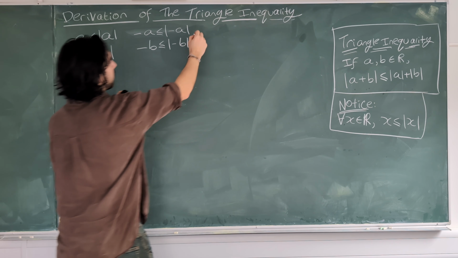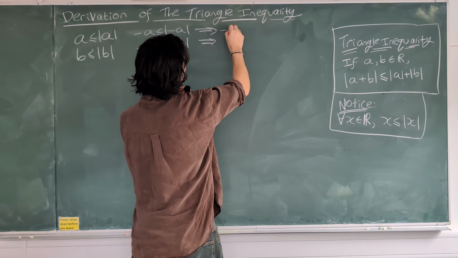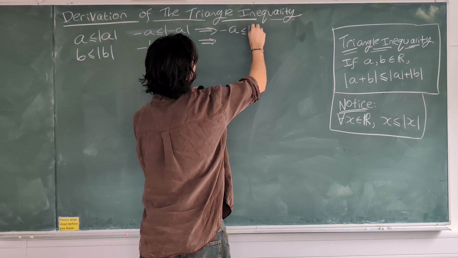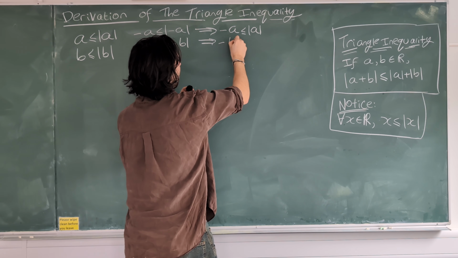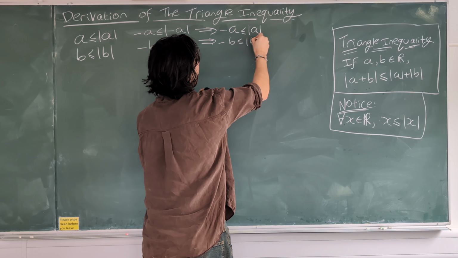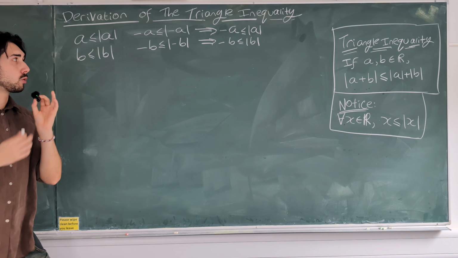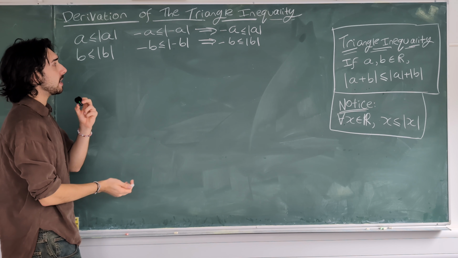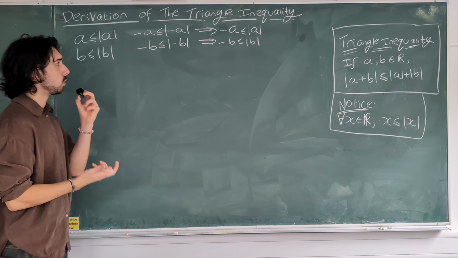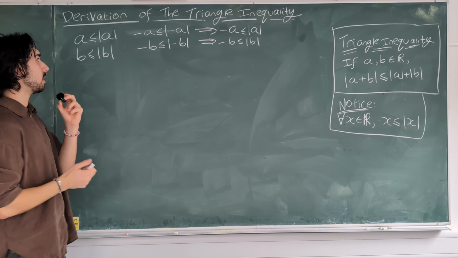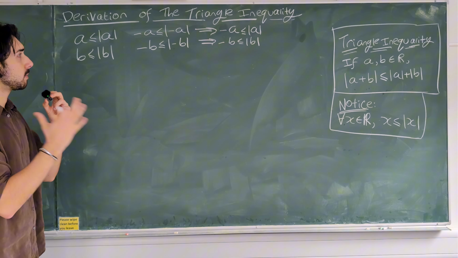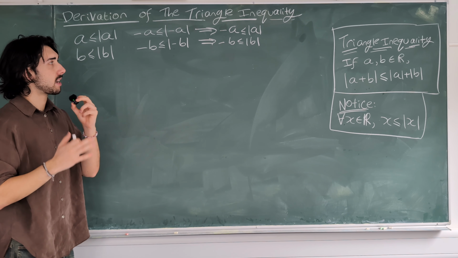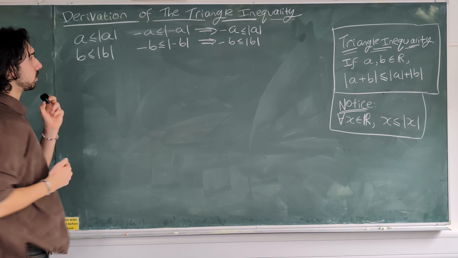These, of course, can be simplified to just say that minus a is less than or equal to the absolute value of a, and minus b is less than or equal to the absolute value of b, because you can introduce a negative sign or take it away if it's inside an absolute value already, right? Because it's just going to make it positive. Whether minus b or b is positive, or likewise for a, it doesn't matter, it's inside the modulus, so we're allowed to say this.